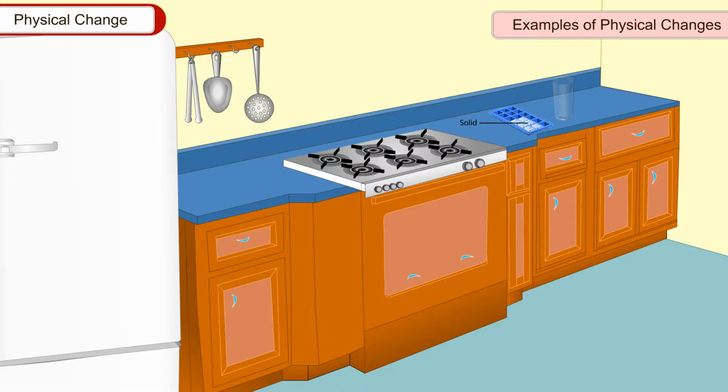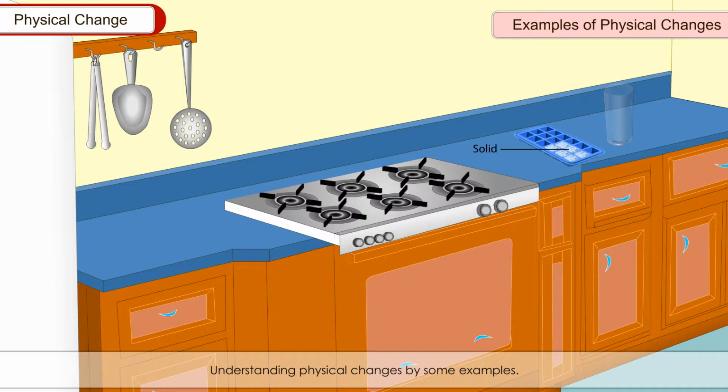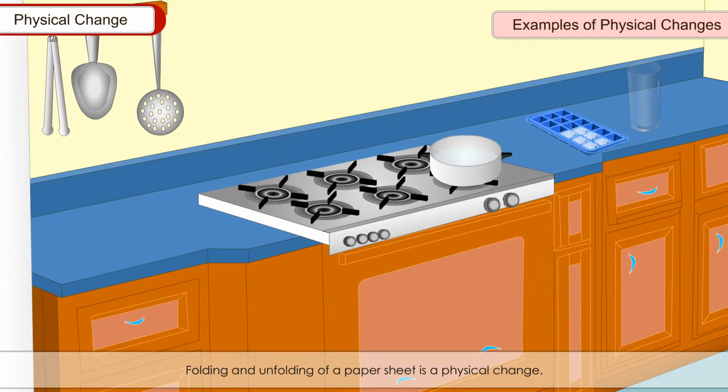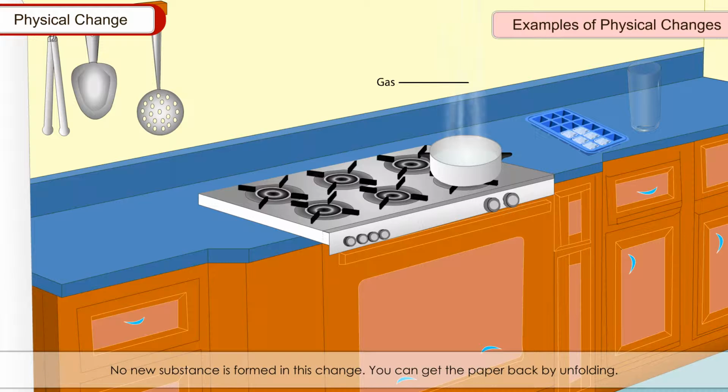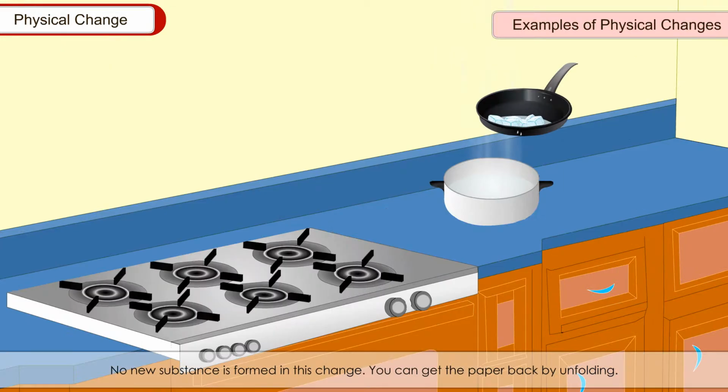Examples of physical changes. Understanding physical changes by some examples. Folding and unfolding of a paper sheet is a physical change. No new substance is formed in this change. You can get the paper back by unfolding.